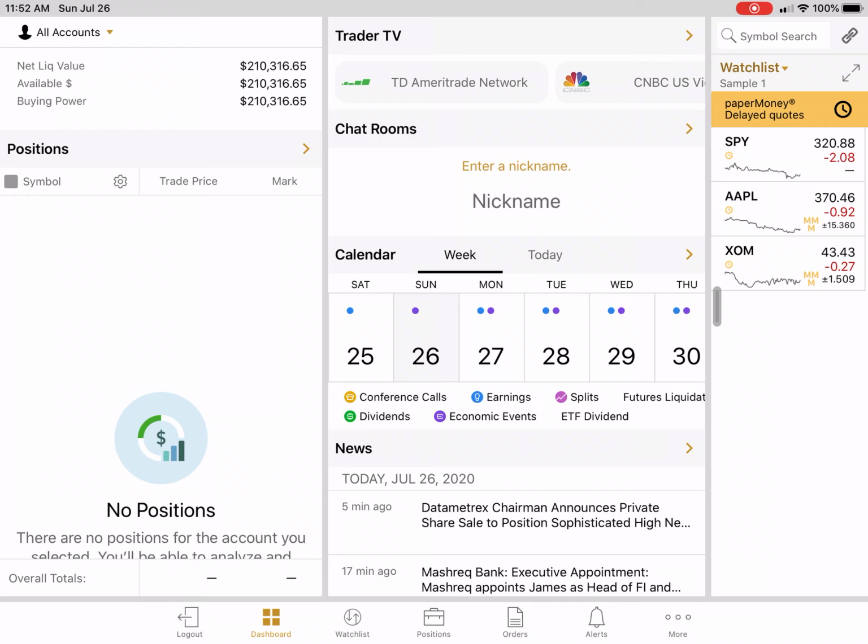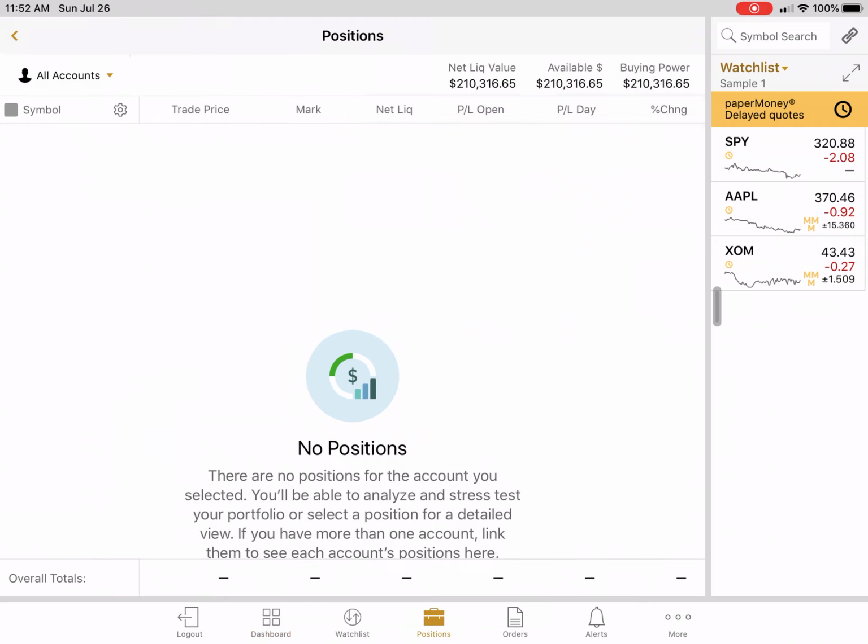I have currently $210,000 in cash in the paper money account. If you look at my positions, I have no positions, and our intent right now is to start a covered call. And I have no stocks, no ETFs, or no options in the account. On the right hand side, notice the watch list. I have 3 randomly selected ETFs and stocks.